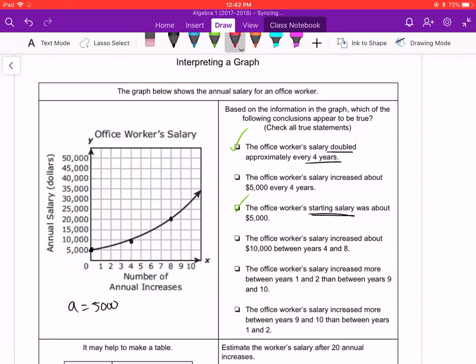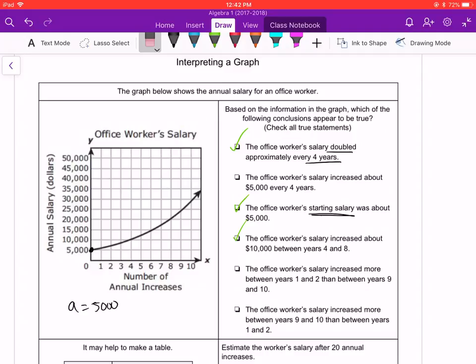So if I went from 4 to 8, from here to here, we can ignore this, right? Did it increase about 10,000? Well, I went from 10,000 to 20,000, right? Yeah, it increased by 10,000. We can check that off. All right, next one: the office worker's salary increased more between years 1 and 2 than between 9 and 10.